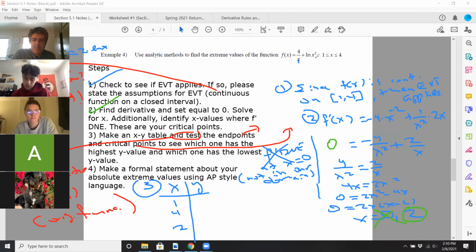All right, anyway, let's plug 1 in. If I plug 1 in, 4 over 1 plus natural log of 1. Log of 1, any base, is 0. So that's just 4. Let's plug 4 in. You're doing 4 over 4, which is 1, plus natural log of 16, which is a pretty big number. Actually, if you want to know what it is, it's 3.77.